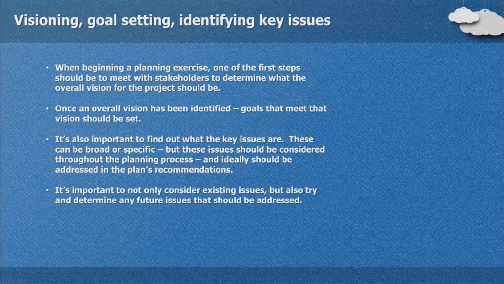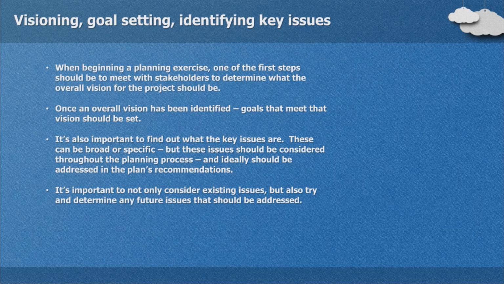When beginning a planning exercise, one of the very first steps should always be to meet with the stakeholders to determine what the overall vision for the project should be. Once you've established that overall vision, establish the goals that meet the vision and set them early. It's important to find out what the key issues are. These can be broad or specific, but these issues should be considered throughout the entire planning process and ideally should be addressed in the plan's recommendations.